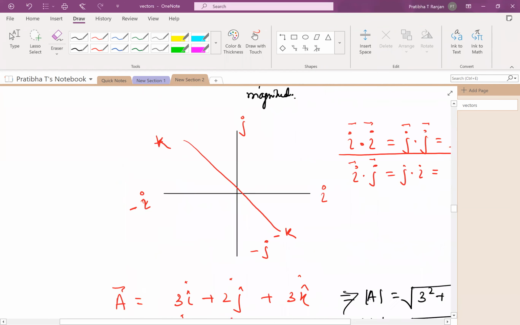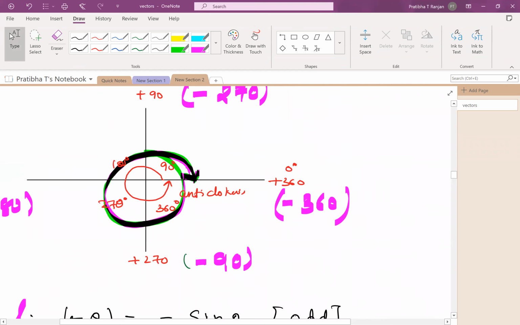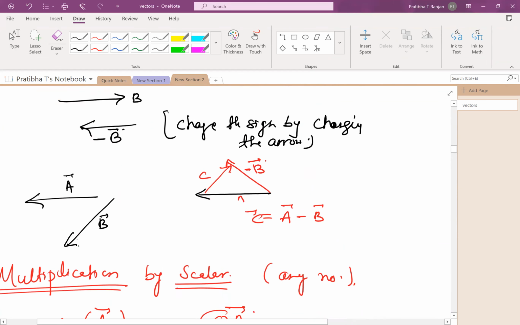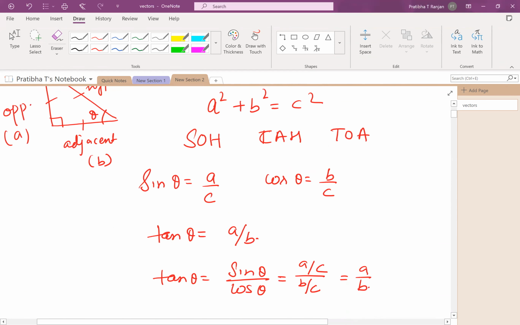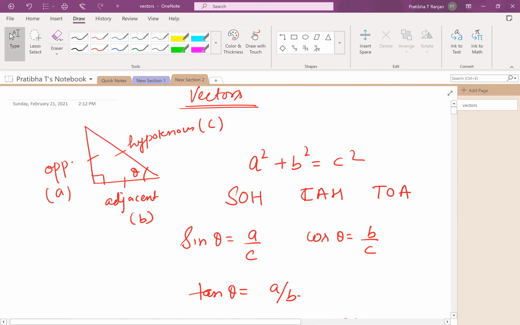Now tomorrow we are going to do the questions that you sent me on the basis of that, and then I think your vectors and units and measurements are okay with you, right?